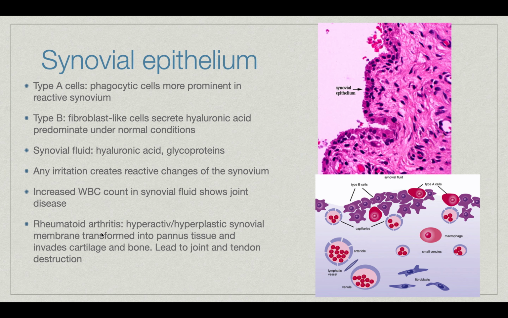Rheumatoid arthritis is the hyperactivity or hyperplasia of the synovial membrane, which transforms into pannus tissue, and that will invade the cartilage and bone, and that leads to a lot of pain along with joint and tendon destruction.